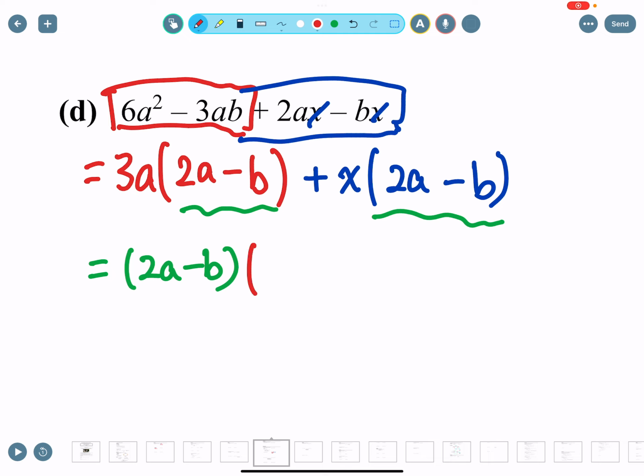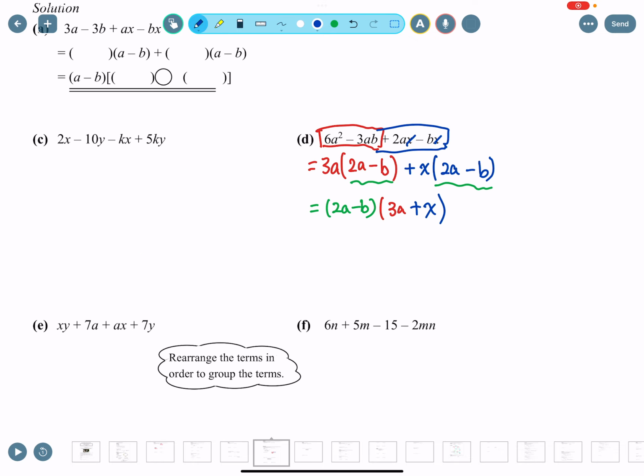Then we're going to have a bracket here, 3a. So where did I get this? It's the one from the outside. 3a is left, right? If you take away the 2 brackets, what's left is the ones on the outside. 3a plus x, the one on the outside as well. So that is the final answer.